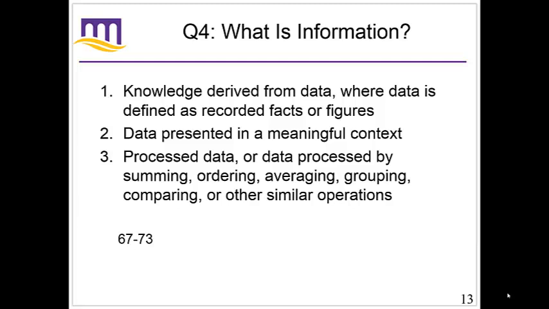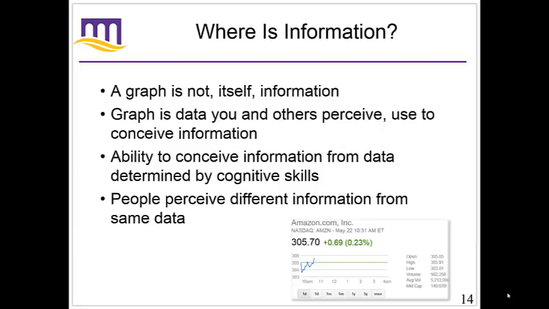Okay, so we want to get data, and here's another important thing to consider: data processed by summing, ordering, averaging, grouping, comparing, or other similar operations only gets you halfway there. You need to put it within a context. Also consider that you can sometimes even display data, as in a graph, but a graph is not in itself information. A graph is still data that you and others perceive, and use to conceive information.